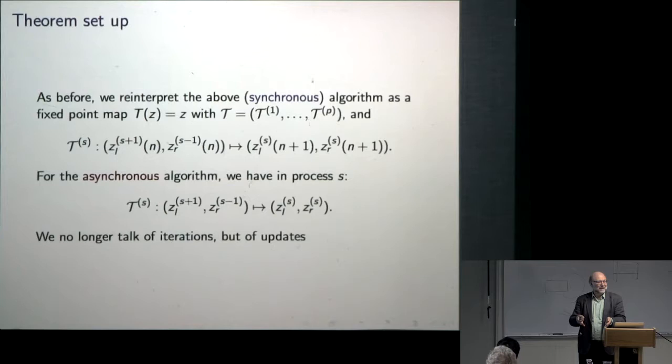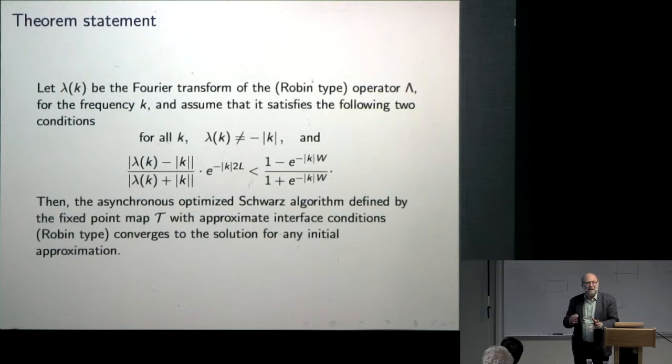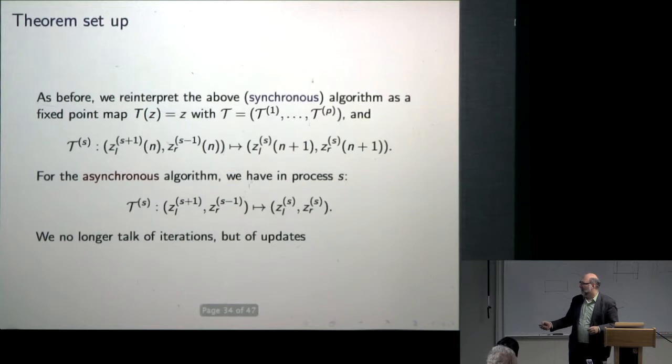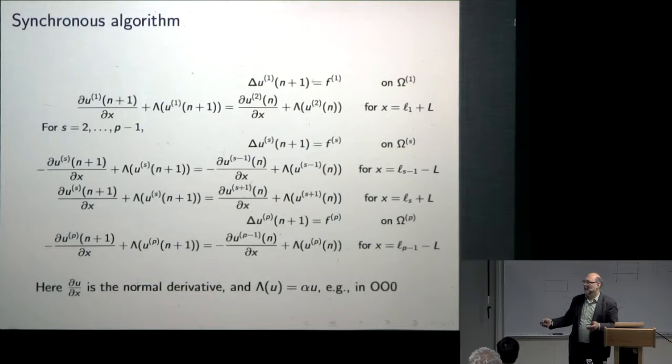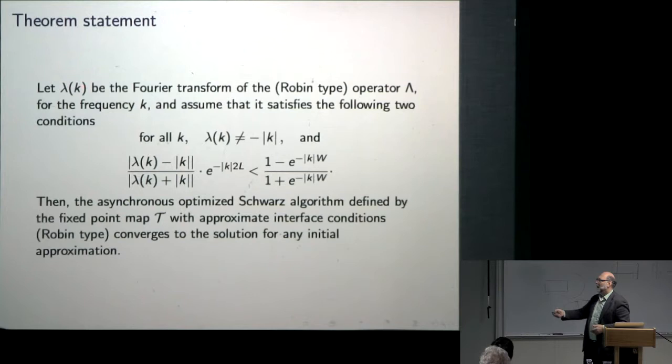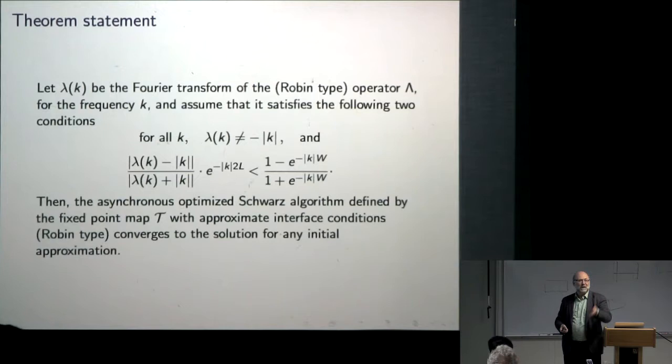All right, so this is the statement of the theorem, or part of the statement of the theorem. I have my gamma here, which could be alpha u. And then I do a Fourier transform in the y direction, and I call lambda of k the Fourier transform of my operator, for each frequency. Here are my two assumptions: that for each frequency, this Fourier value is not minus the absolute value, and this on the left is less than this on the right. I'm going to talk to you about these conditions in a minute. If this is satisfied, then I can prove that the asynchronous methods will converge. In other words, there's no magic. I can prove that it will converge, for any initial values that you choose, which is the standard. Okay?